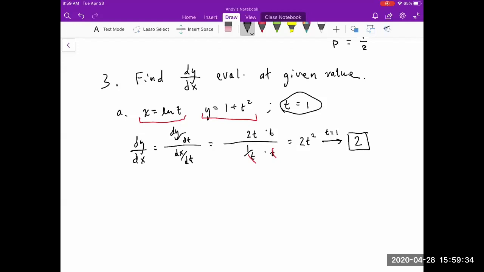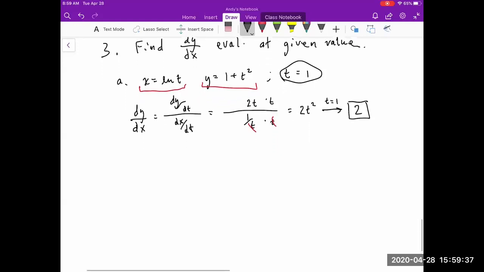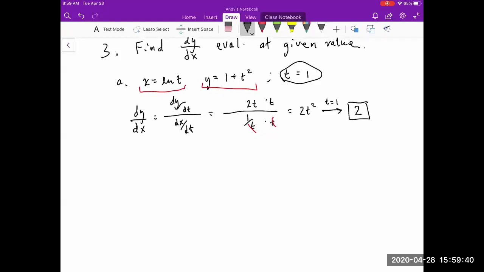Now, there is another way of going about this, and that's eliminating the parameter first. So I just want to show that real quick. I may not show with the other one, but I'll show it with this one at least. So let me see. If we solve for t in the first equation, we can take both sides as powers of e. So e to the x equals e to the ln of t. e to the ln of t is just t. So we get t is equal to e to the x. If you plug that into y, you get y is equal to 1 plus e to the x squared.